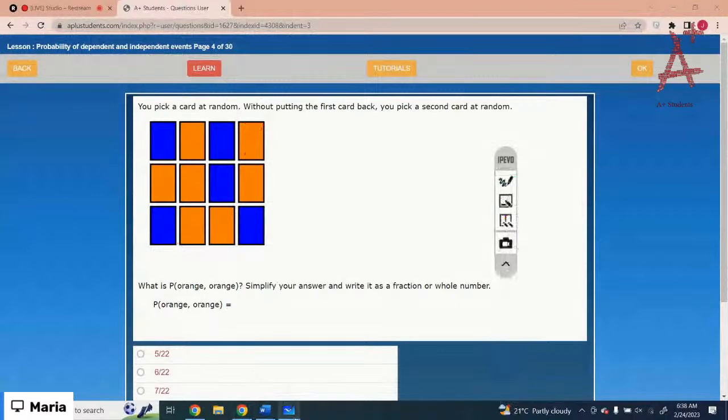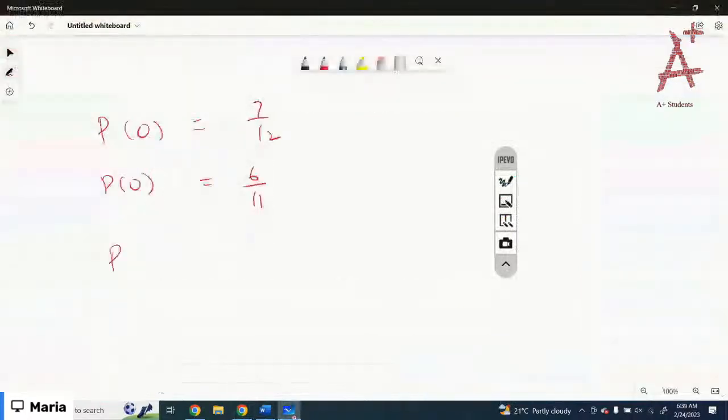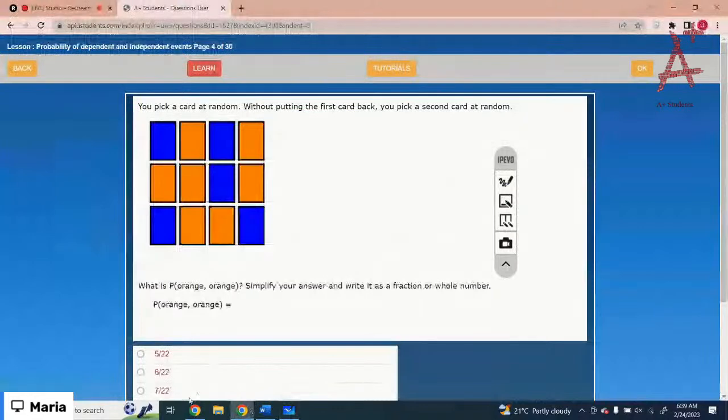Got it? You have to calculate the probability of orange and orange. It would be 6 over 11 times 7 over 12. 6 times 1 is 6 and 6 times 2 is 12. It would be 7 over 11 times 2, which is 22. It would be 7 over 22. So just select the correct option and then click on the OK button.